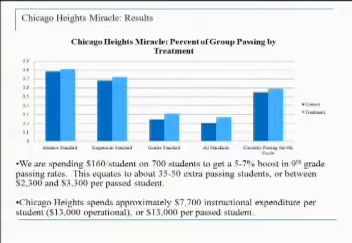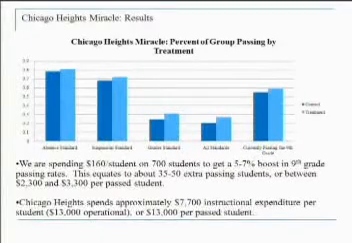Okay, so if we summarize these things, what we find is that we're spending about $160 per student on 700 students to get about a 5 to 7% boost in 9th grade passing rates. So this equates to about 35 to 50 extra passing students because of our treatment. Okay, or between $2,300 to $3,300 per passing student. To put that into perspective, Chicago Heights is spending $7,700 per student, $13,000 operational. Okay, or $13,000 per passing student. That's not exactly a fair comparison because we're on a nice margin and they might not be.